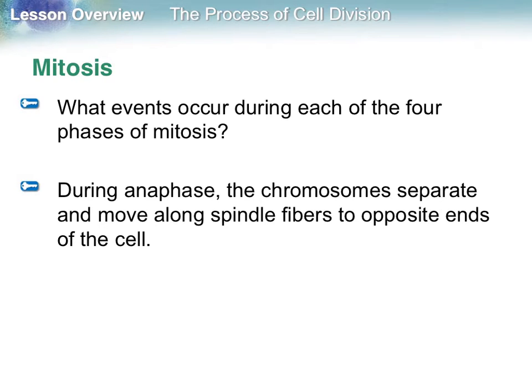The third phase of mitosis is known as anaphase, and in anaphase, the chromosomes begin to separate from each other and move away from each other along the spindle fibers to the opposite ends of the cell.